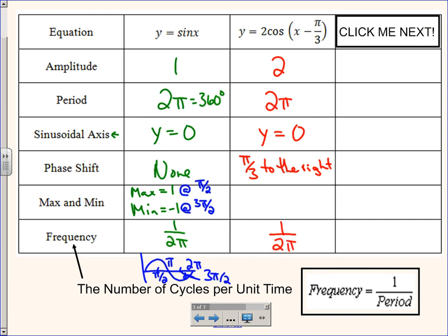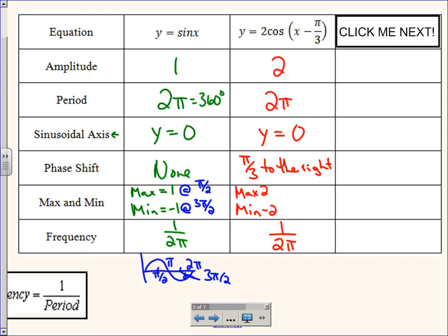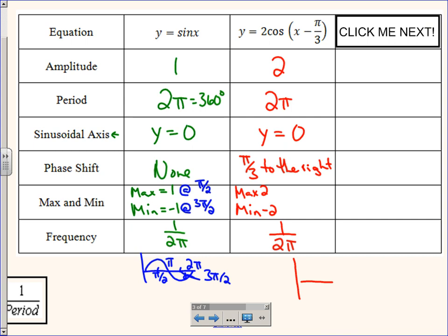The max and the min. The max, I think, is 2, right? Because our sinusoidal axis is at 0, and we're going 2 above. So our max is at 2, and our min would be at minus 2. And I think we can probably figure out when that would happen again. I'm just going to move that out of the way so we have more space. And we don't want this to be too much work, right?